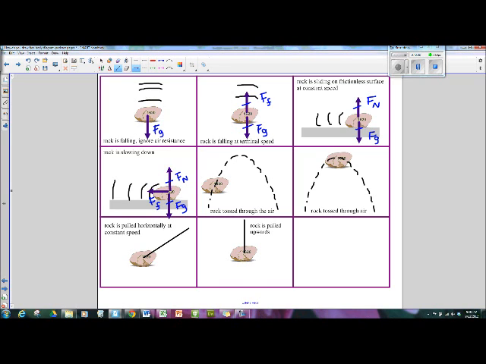Rock is tossed through the air. It's an easy one. Only one force. No strings, no surfaces, so no friction, no normal force, and no tension. Rock is tossed through the air again. So again, gravity. That's all we have.